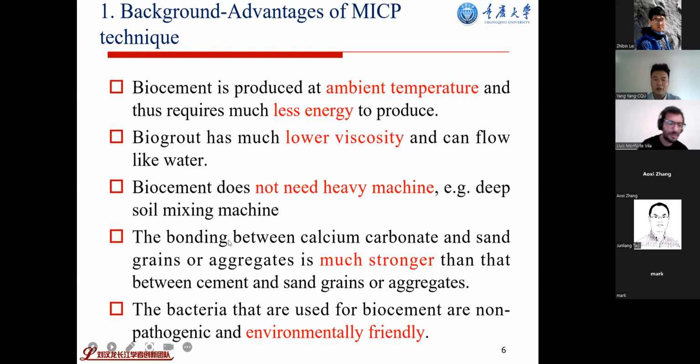The fourth one is the bonding strength between the calcium carbonate and the sand grains or aggregate is much stronger than that of cement. The last one is the bacteria we use are non-pathogenic and environmentally friendly.